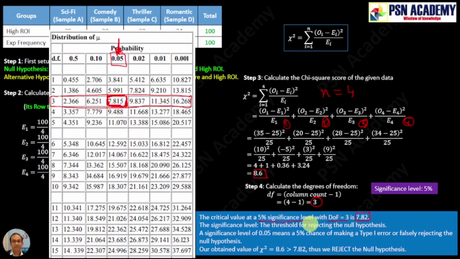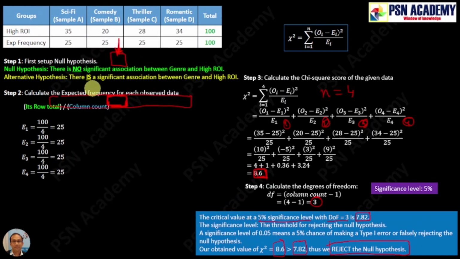Now you see that we have got 8.6. And your table shows a critical value of 7.82. So our 8.6 is greater than 7.82. So in this case, our score is beyond the critical value of 7.82. So we reject the null hypothesis. That means the alternative hypothesis is true. And what does the alternative hypothesis say? There is a significant association between genre and high ROI. So this is the case. So that is all with chi-square test.